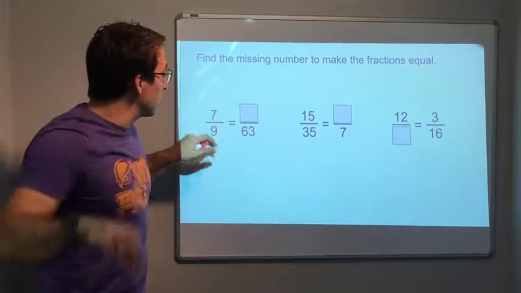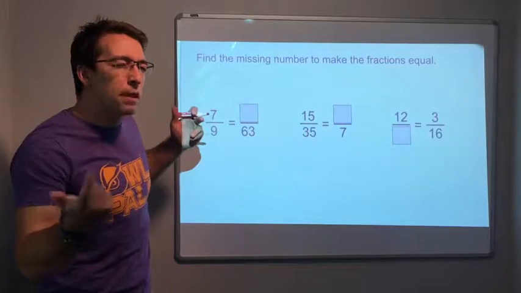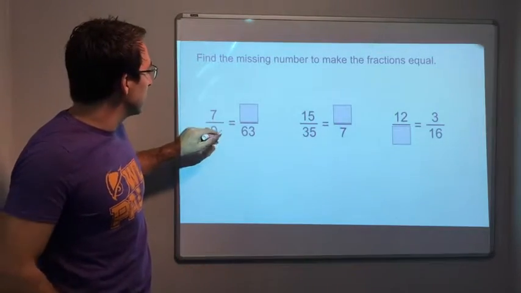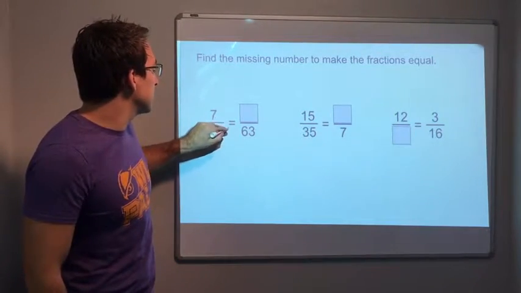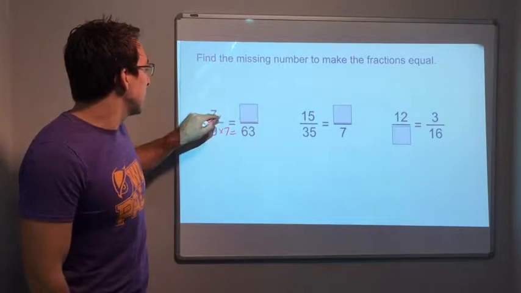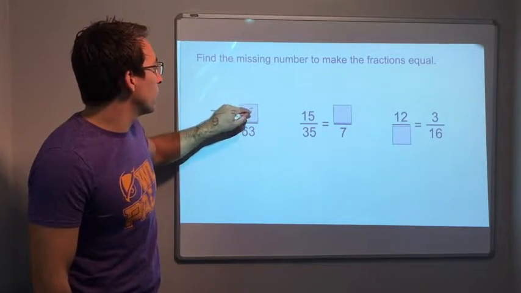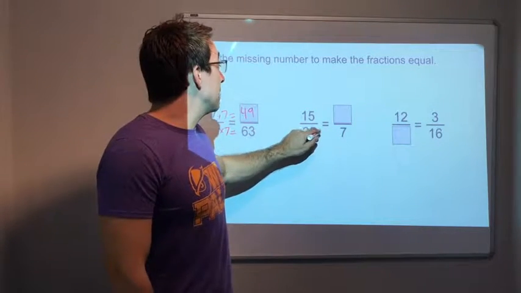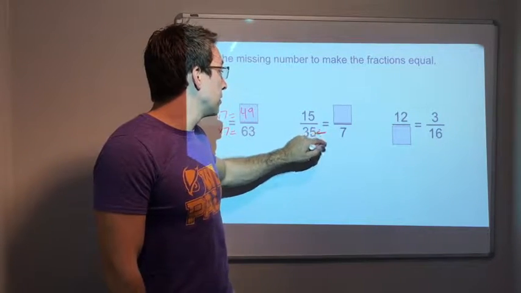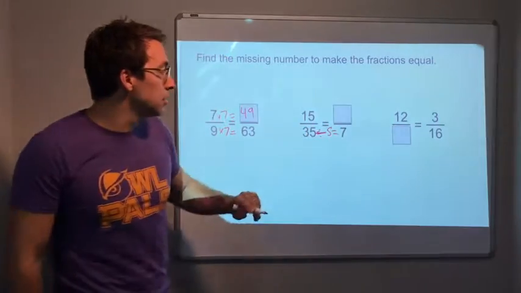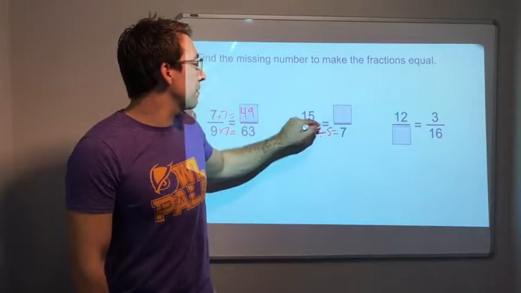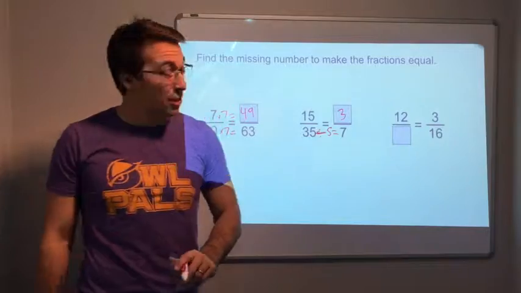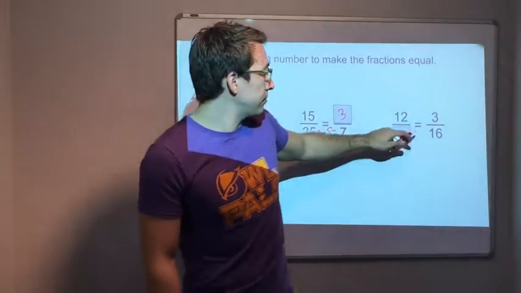Multiplication tables, your times tables. 9 times blank equals 63. 9 times 7. So 9 times 7 equals 63. 7 times 7 equals 49. Ooh, 35, because we're getting smaller, 35 divided by 5 equals 7. 15 divided by 5 equals 3. 3/7.